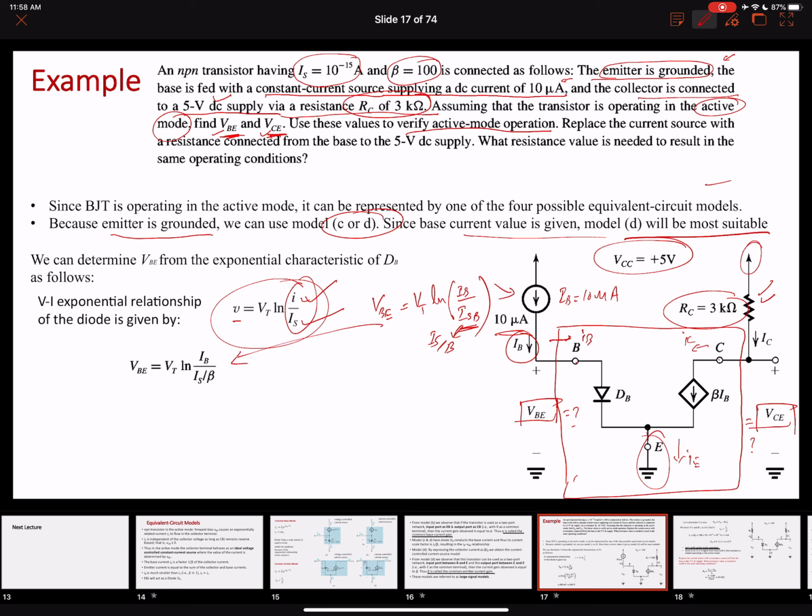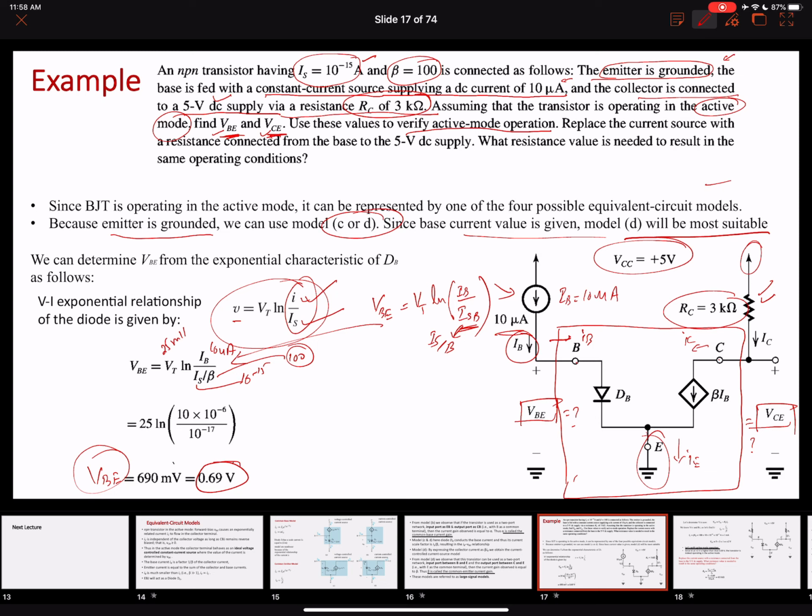Now let's see if we have all of these values. Our VT is 25 millivolts. Base current, we know, is 10 microamperes. IS is given over here as 10 to the minus 15, and the beta value is 100. So we know all the values. Once we put in all the values over here, the answer that we find is 0.69 volts. So our base to emitter voltage will be equal to 0.69 volts.